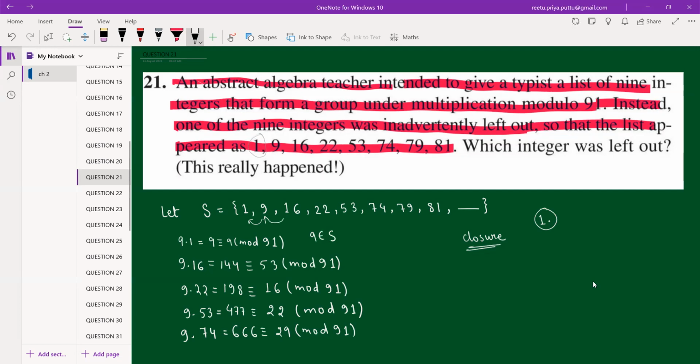Again, when I multiplied 9 with 16, 9 times 16 gives 144, and on dividing by 91 the remainder is 53. You can see that 53 belongs to the set S. Then I multiplied 9 with 22, which gives 198, and the remainder is 16. 16 also belongs to the set. Similarly, for 53, I got 22, and 22 belongs to the set S. But for 9 times 74, it gives 666, which gives remainder 29, but 29 does not belong to the set.